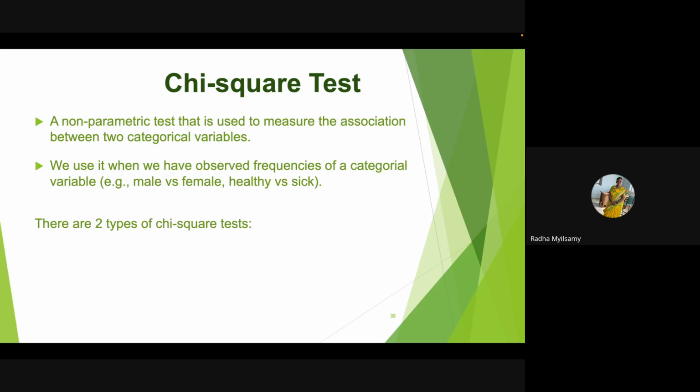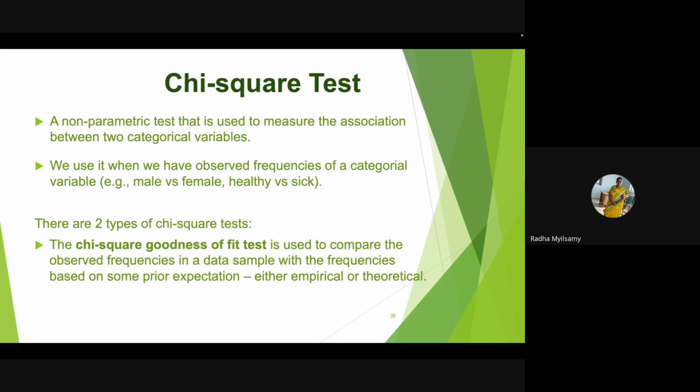Sometimes in a sample survey, we have a question like yes or no. In those types, we may go with the chi-square test. Sometimes we may have categories based on farming size: small, marginal, and large. Based on the farming size also, we may use the chi-square test.